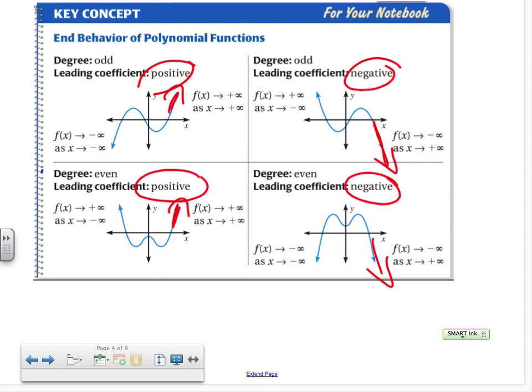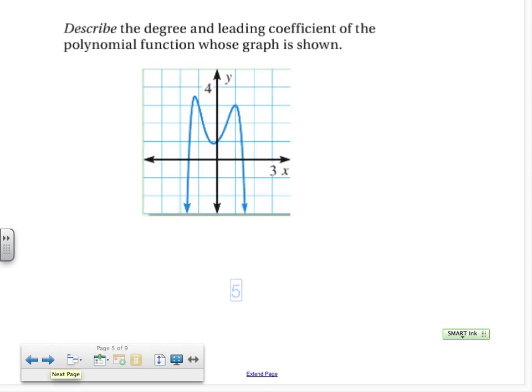Now let's do some practice problems. Describe the degree and the lead coefficient of the polynomial function shown. Well, what is happening here? We can see both sides are going in the same direction. So that must mean we have an even power. So it's an even degree.